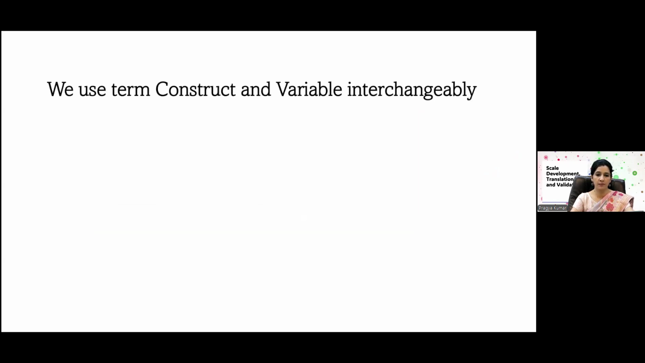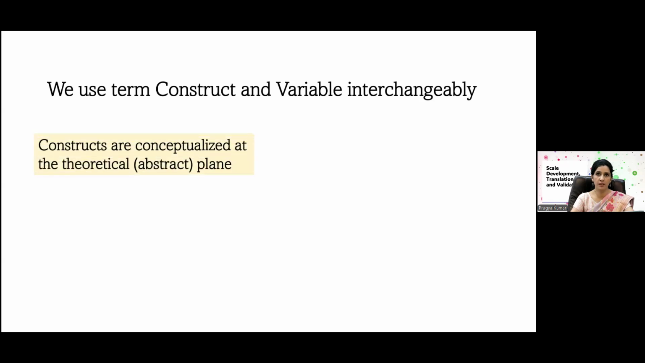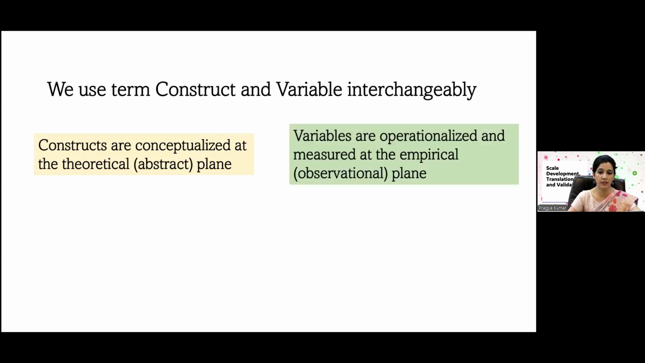So we use concept and variable interchangeably, but now you know what a construct is and what a variable is. Constructs are conceptualized at the theoretical plane, meaning abstract. They are abstract and in your psychological domain, whereas variables are operationalized and measured at the empirical plane, meaning at the level of observation. And you will see that there will always be a gap between the two, because whatever variable you generate is never going to measure the construct as accurately as it is.